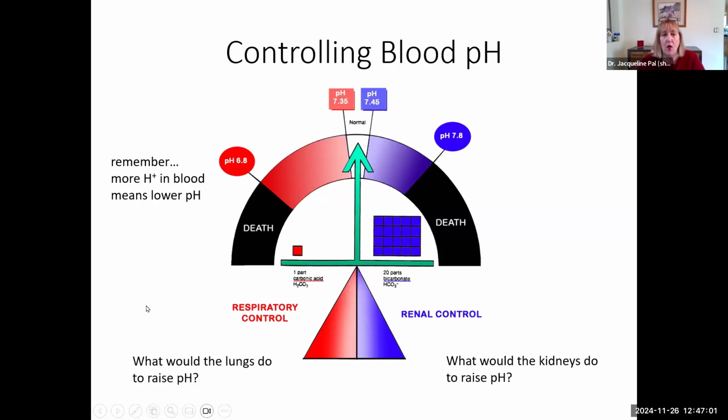And then go, well, what would the lungs do to raise pH? What would the lungs have to do? What would have to happen to carbon dioxide to have the effect over on the right side with the hydrogen ion for the kidneys to do that? Would you need more hydrogen ions or less hydrogen ions? So figure out what the lungs would have to do. So take some time on this slide, use the previous slide and figure this out.